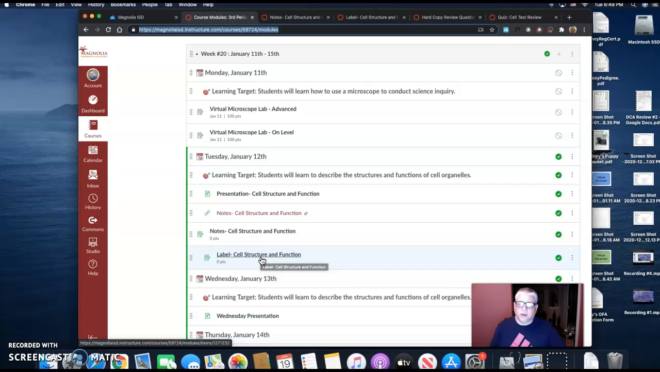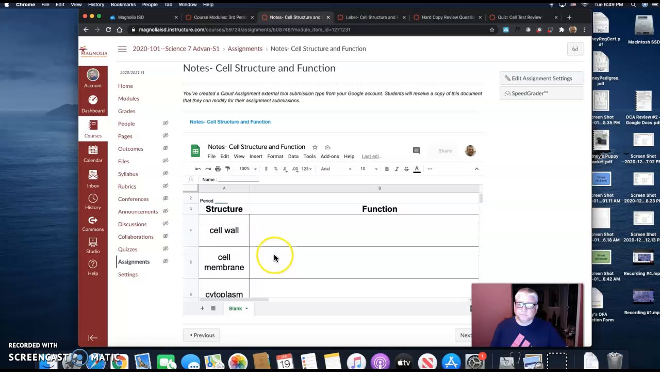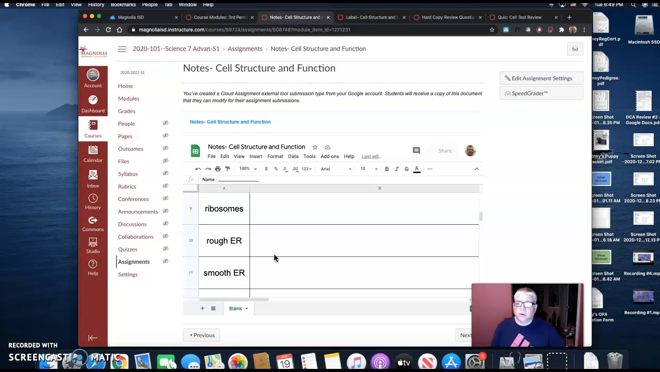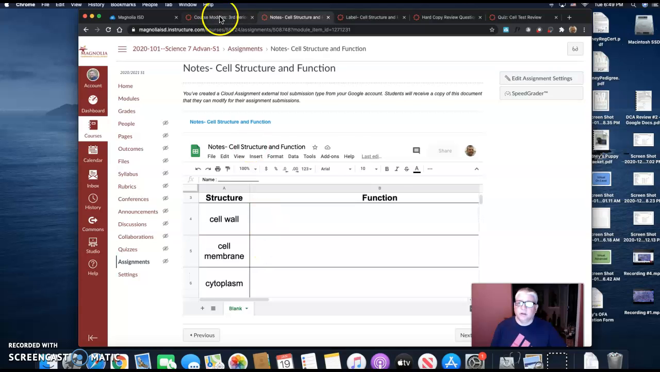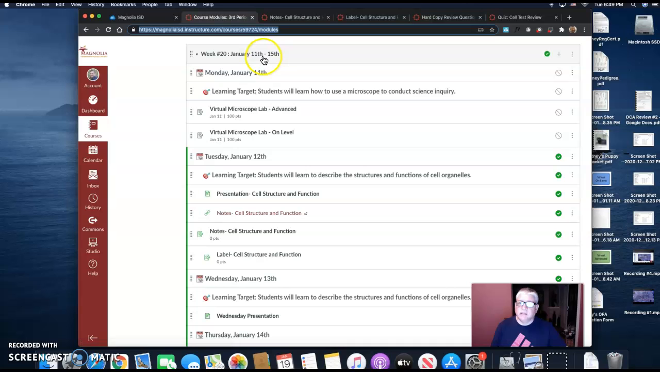So this is on level and advanced classes. These two assignments here are for a grade in the grade book, and I've already put them in the grade book so you can look at that. The first one is the notes. It's cell structure and function. You need to fill that out. It looks like this right here, and you just put what the function is of each organelle. Okay, that's one grade. Where is it located again? It's week 20, last week. It'll be this assignment right here.